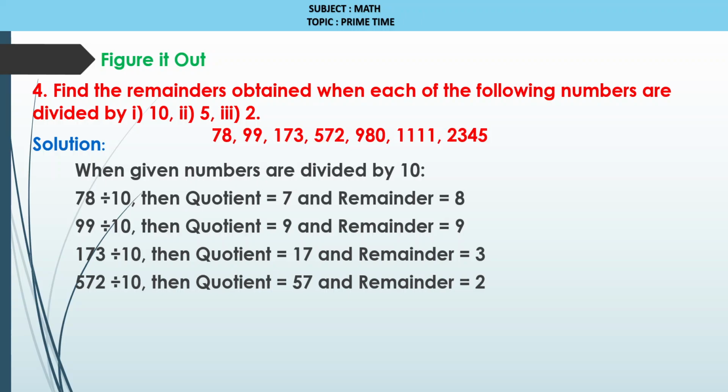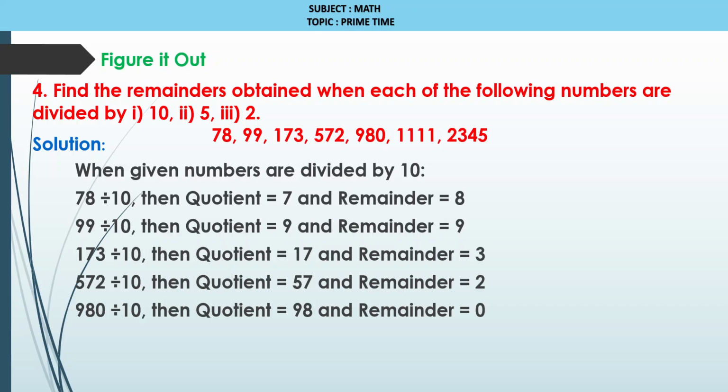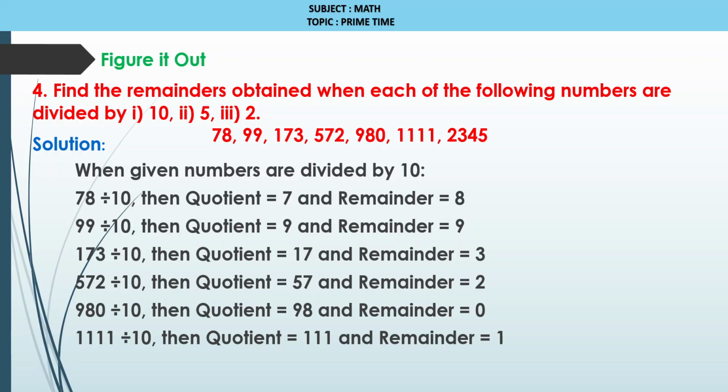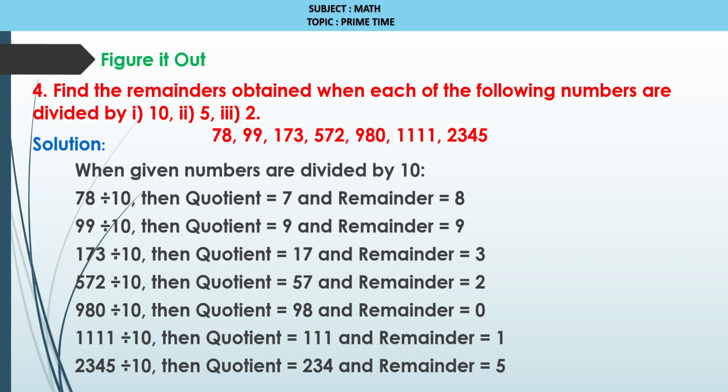572 divided by 10, then the quotient is 57 and the remainder is 2. 980 divided by 10, then the quotient is 98 and the remainder is 0. 1111 divided by 10, the quotient is 111 and the remainder is 1.